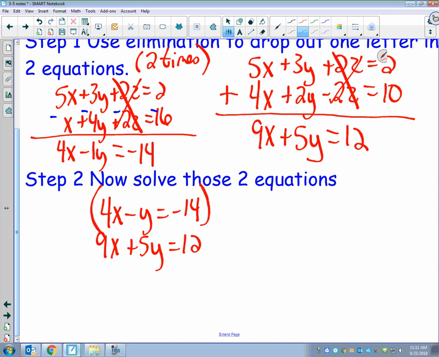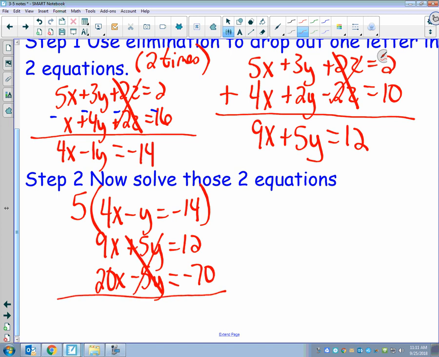I'm going to do elimination, and I'm just going to multiply this top one by 5 to get 20x minus 5y, right? Is that 70? Five times 10 is 50, and 5 times 4 is 20, so that's negative 70, right? Sometimes you just question yourself too much. And now, am I going to add or subtract these? Well, since they are different signs, I'm just going to add. So I get 29x equals negative 58.